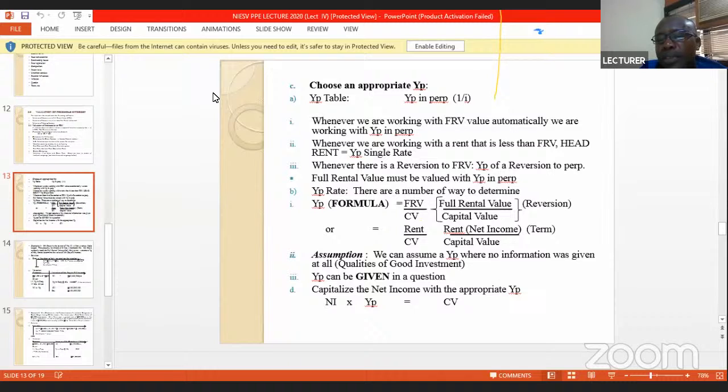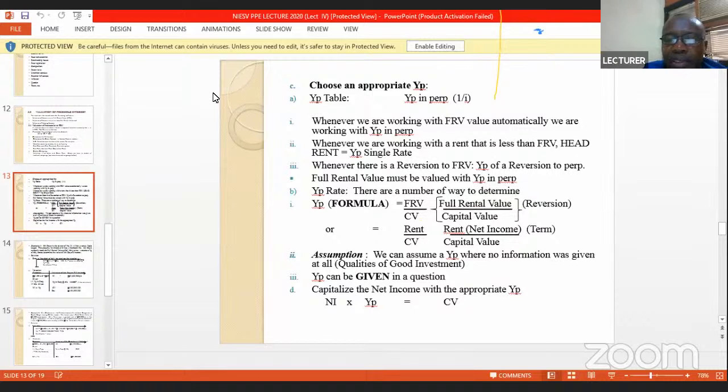The next one is value of the investment. How is the investment valued? How do people value the investment? I'm not sure I have exhausted the qualities of a good investment. I just try to remember the few ones I can remember, but there are so many others.